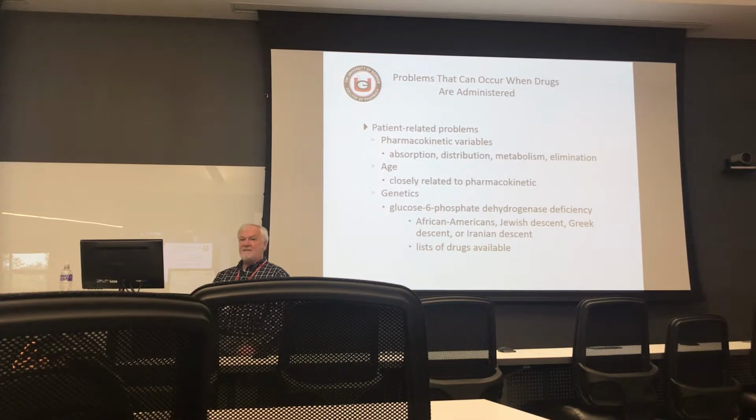Genetics. I already mentioned some fast metabolism, slow metabolism. What about glucose 6-phosphate dehydrogenase deficiency? That's a genetic issue. More common in African Americans, patients of Jewish descent, Greek descent, Iranian descent. There's a list of drugs that are handled that way, and you should be careful in those patients who have a deficiency in administering those drugs.